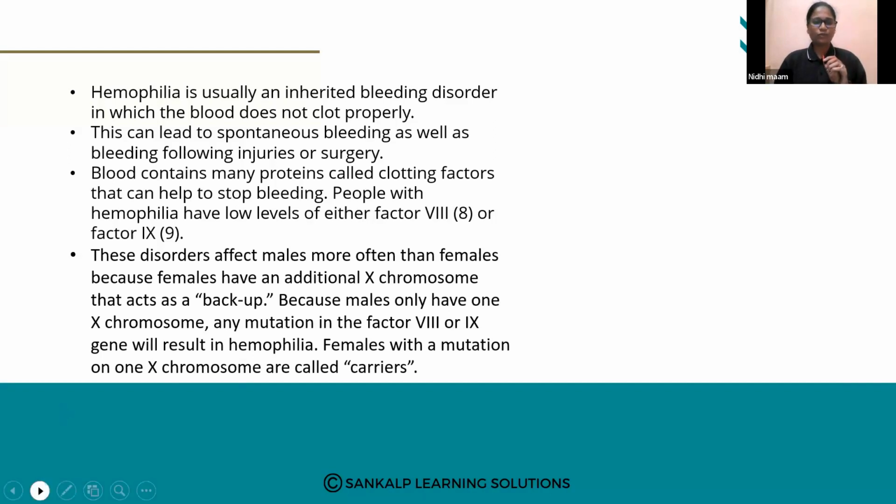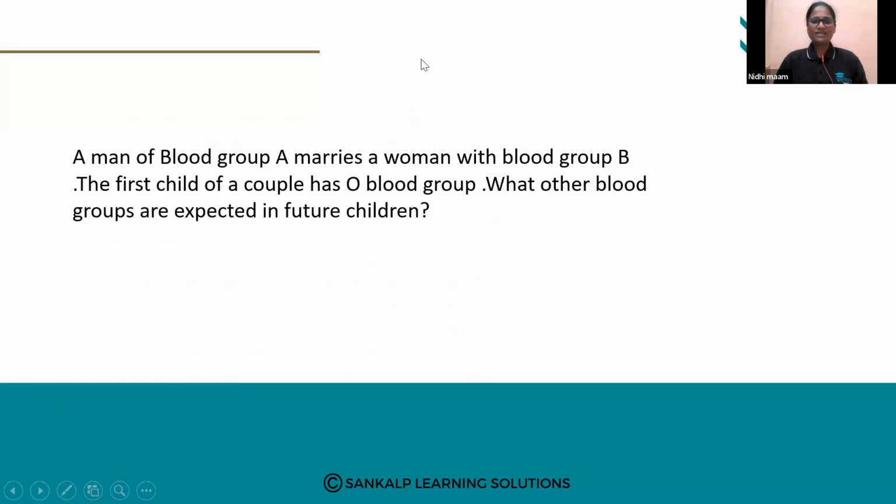Okay, like this we have to write. The next question goes like this. A man of blood group A marries a woman with blood group B. The first child of the couple has O blood group. What other blood groups are expected in future children? They have asked which blood groups of children can be born in the future.